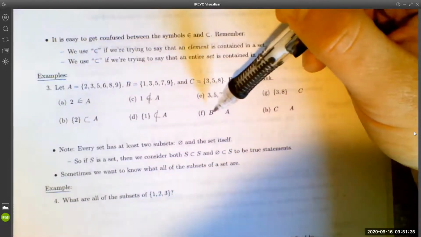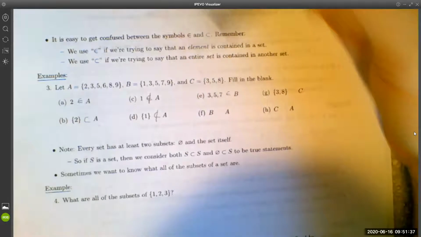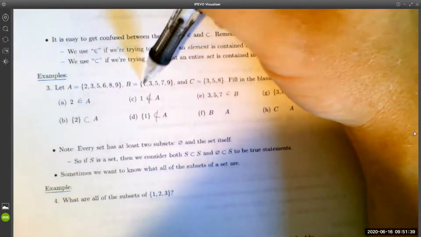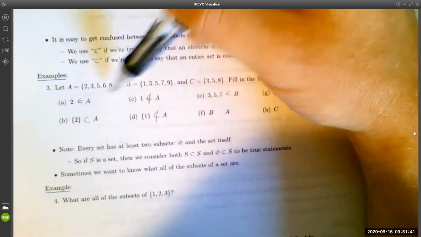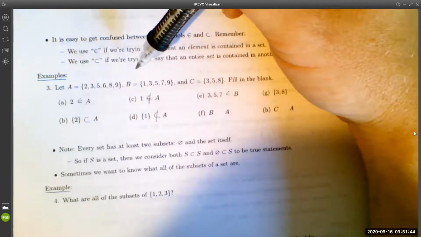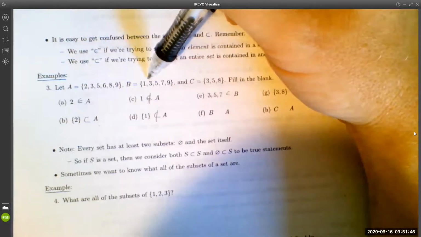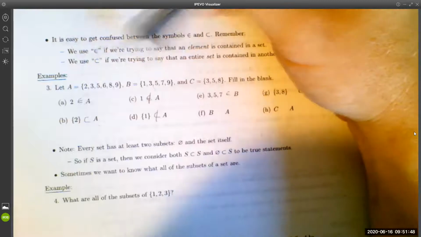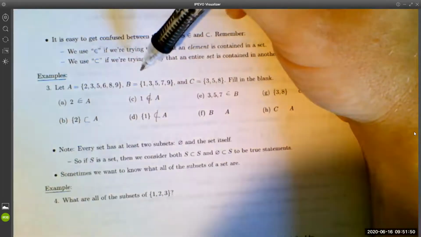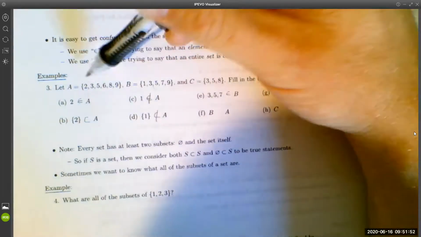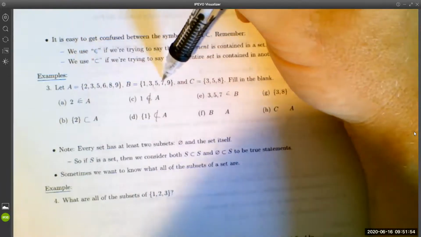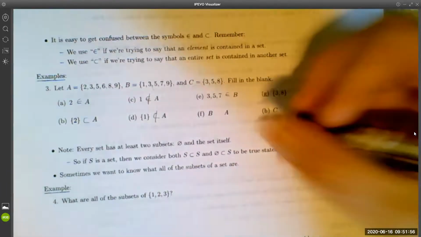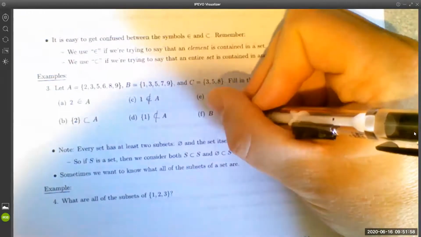So maybe B is a subset of A? Well, is it? Are all of the elements of B elements of A as well? And the answer is no. There are some overlaps, 3 and 5. But there are also some things in B that are not in A, like 1 is in B, not in A. 7 is in B, but it's not in A. So B is not a subset of A.